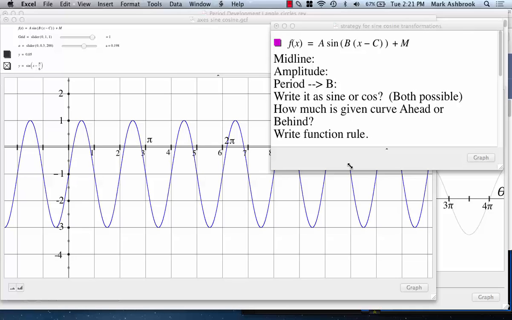But if you're using cosine, it always starts at your max, right? It always starts at here, right?